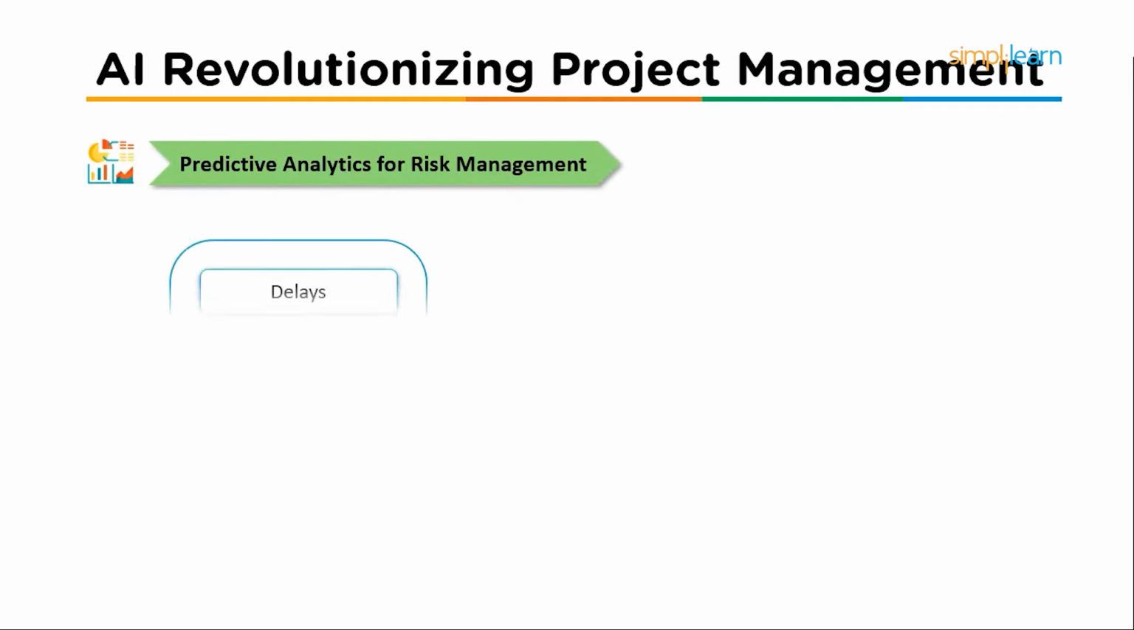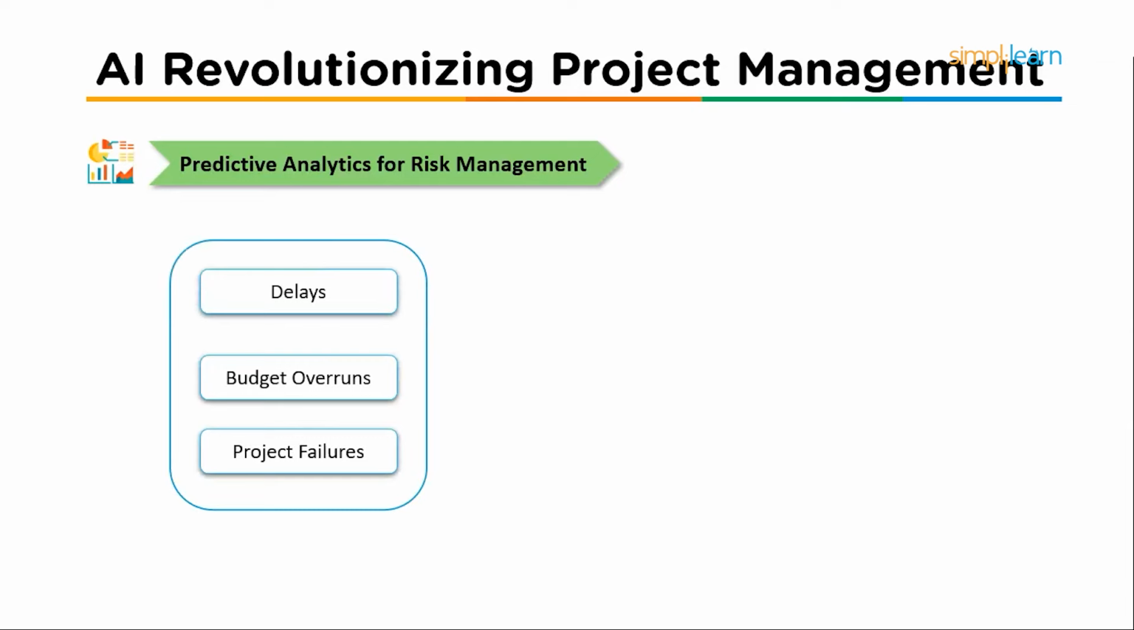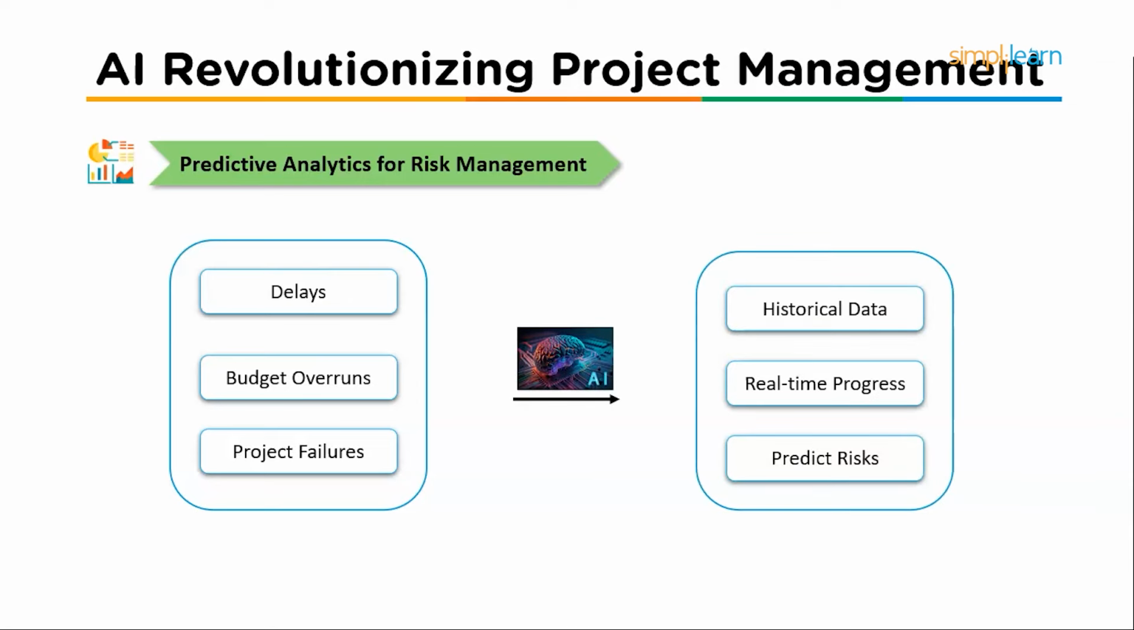Before AI, risk management was a guessing game. Managers relied on past experience and gut feeling to anticipate delays, budget overruns, or project failures. So, errors were very common. Now, AI analyzes historical data, real time progress, and external factors to predict risks before they even occur. If a deadline is slipping, AI warns you in advance so you can take action. No more last minute surprises.